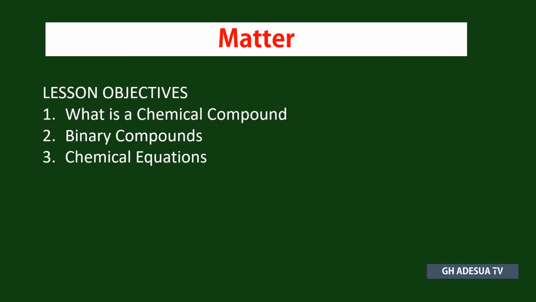So our lesson objectives would look at what a chemical compound is, how they are formed. Then we'll talk about binary compounds, compounds made of two elements or atoms, and then how their equations or symbols are derived. Then we'll look at chemical equations.